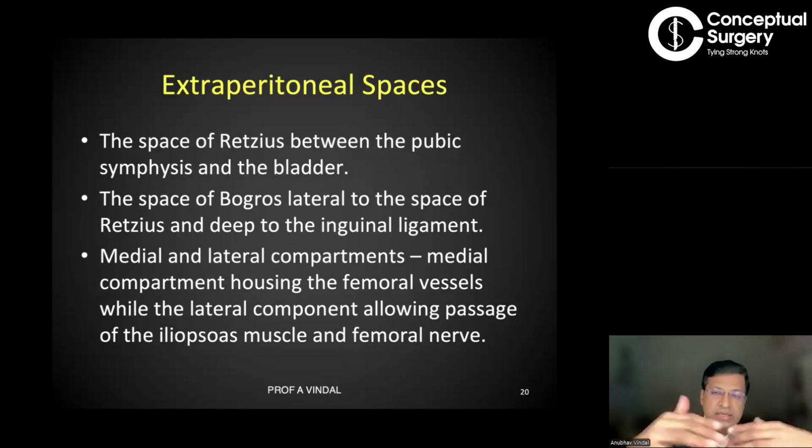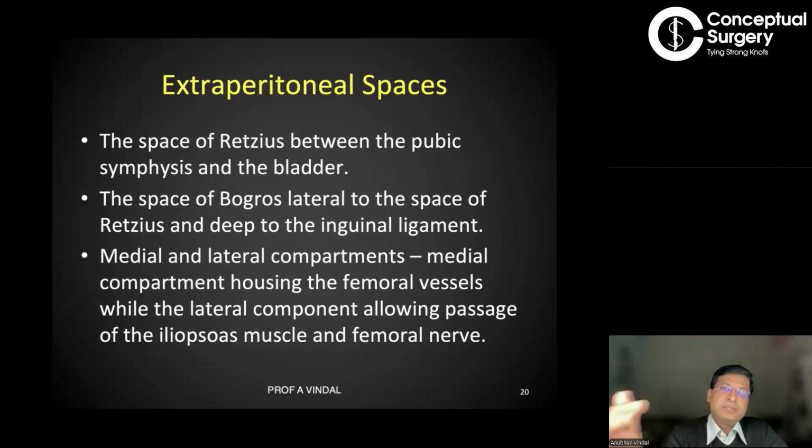Now, along with these flat muscles, we must also talk about two important extraperitoneal spaces, which we talked about earlier when we learned about the laparoscopic repair of inguinal hernia, TEP and eTEP. The midline space between the pubic symphysis and the bladder, which is a retropubic space, is known as the space of Retzius. And the lateral space, lateral to the space of Retzius, which is deep to the inguinal ligament, is known as the space of Bogros.